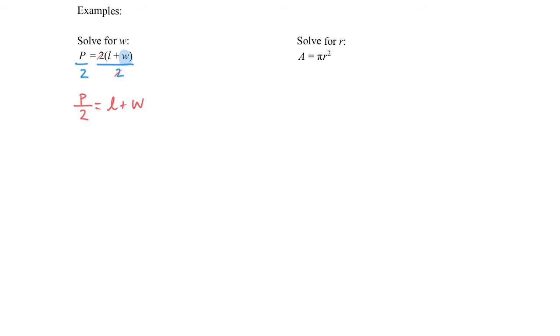Okay, so again, find my variable. What's happening to it? Well, L is being added to W. So what do I need to do? I need to subtract L from both sides. And that leaves me with, on the right-hand side, P divided by 2 minus L, which leaves me with W on its own.